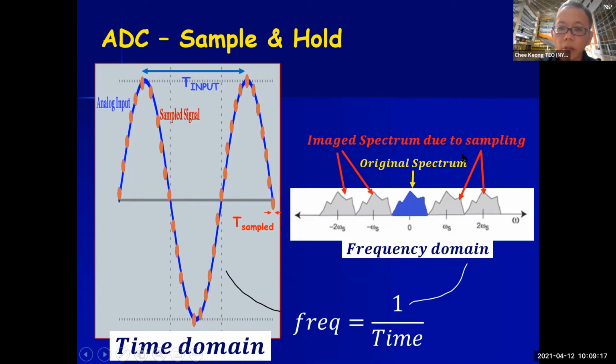Now, this is the original spectrum. If you have not done the sampling, it is just the original spectrum itself. But once you sample, it will recreate the image spectrum because of the sampling, because of this frequency and 1 over time kind of relationship, which I have explained in the lecture, right?